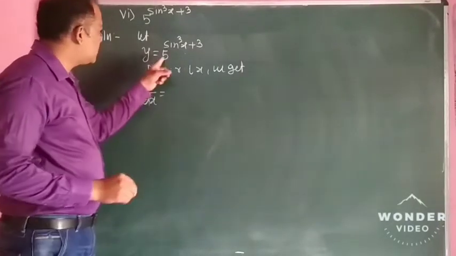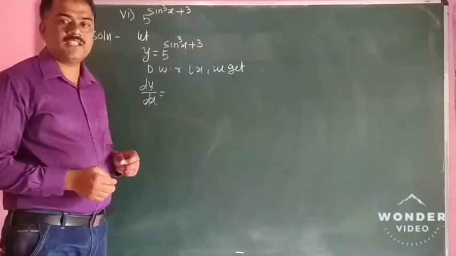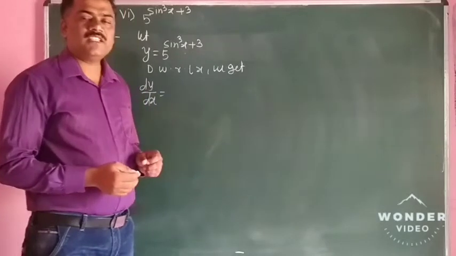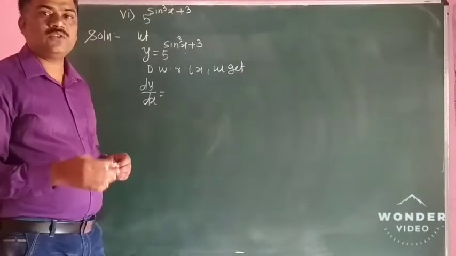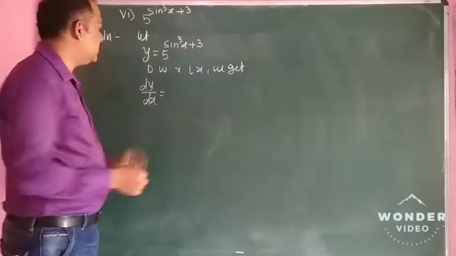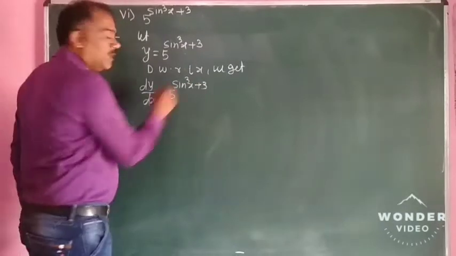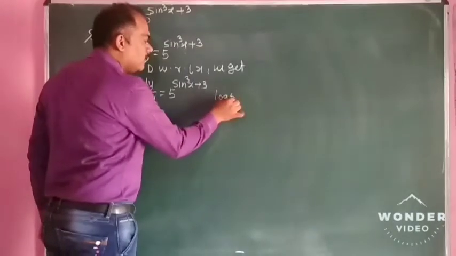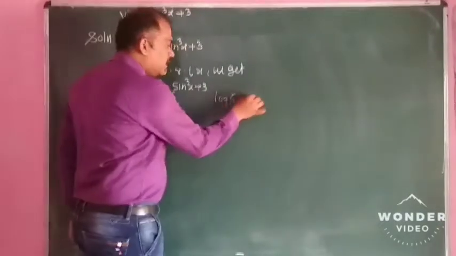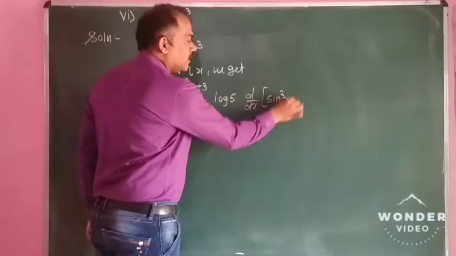When we read the RHS, 5 raised to sine cube x plus 3, it means the derivative of an exponential function like a raised to x. What is the derivative of a raised to x? It is a raised to x into log a. So first we take the derivative of 5 raised to x, where x is sine cube x plus 3. That is 5 raised to sine cube x plus 3 into log of 5, by using the formula of the derivative of a raised to x, into d dx of sine cube x plus 3.